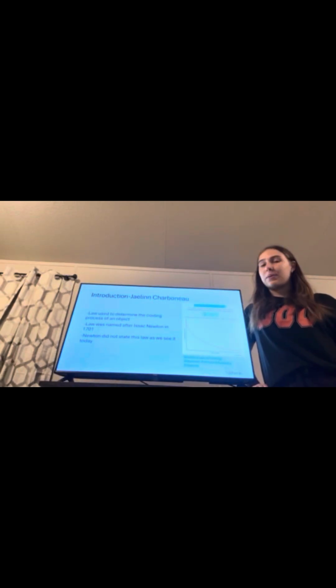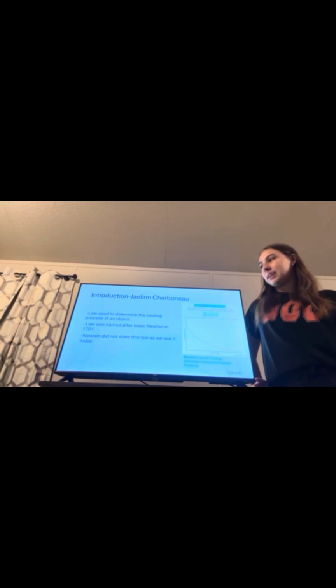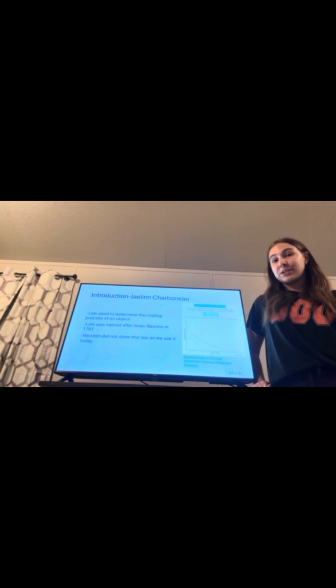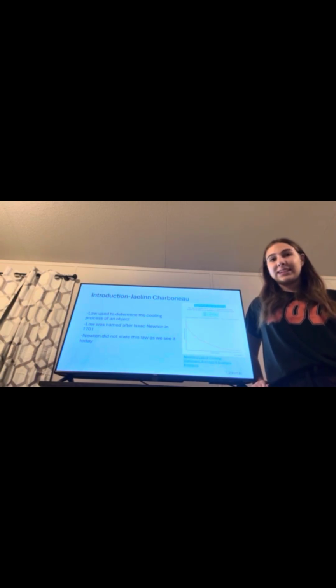to determine the cooling process of an object. So this law was named after Isaac Newton in 1701. Interestingly enough, his original law is not used today. It's been refined by scientists. The original law states the cooling rate is proportional to the temperature difference between object and surroundings. So this gives us a kind of base of the law that we know today.